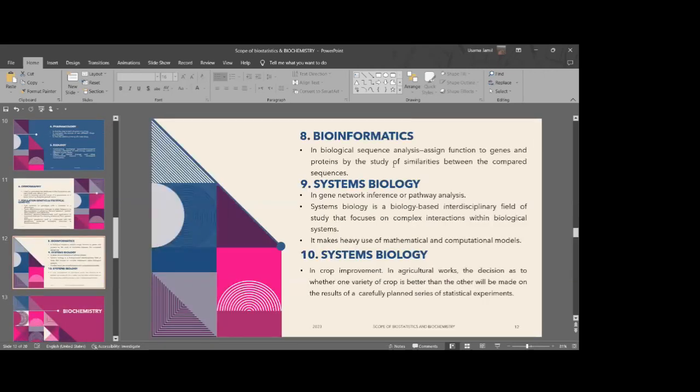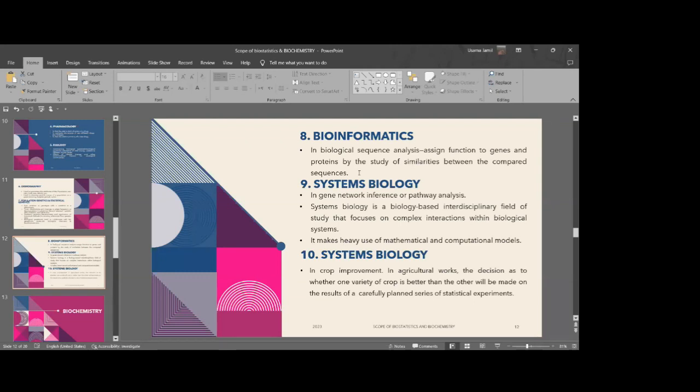Bioinformatics, in biological sequence analysis, assigns function to genes and proteins by the study of similarities between compared sequences. In bioinformatics, we closely zoom in on the structure of DNA or RNA, their sequences and their central dogma. We do analysis, especially sequence analysis. It is under bioinformatics, which is also closely linked to biostats.